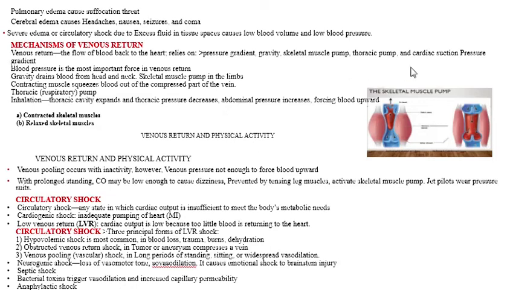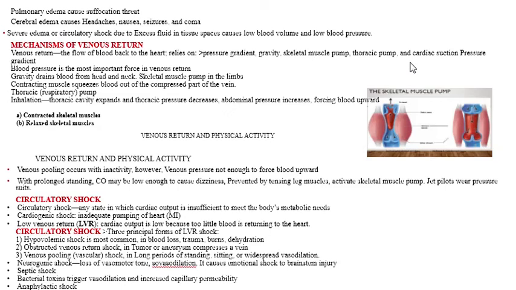Also there is a mechanism called cardiac suction pressure. So when the heart pushes, there is suction of blood from the vena cava. Blood pressure is the most important force in venous return, and gravity also affects. For the limb, there is muscle contraction, as I said. Then the thoracic respiratory pump: when we take a deep breath, there will be suction of the blood.